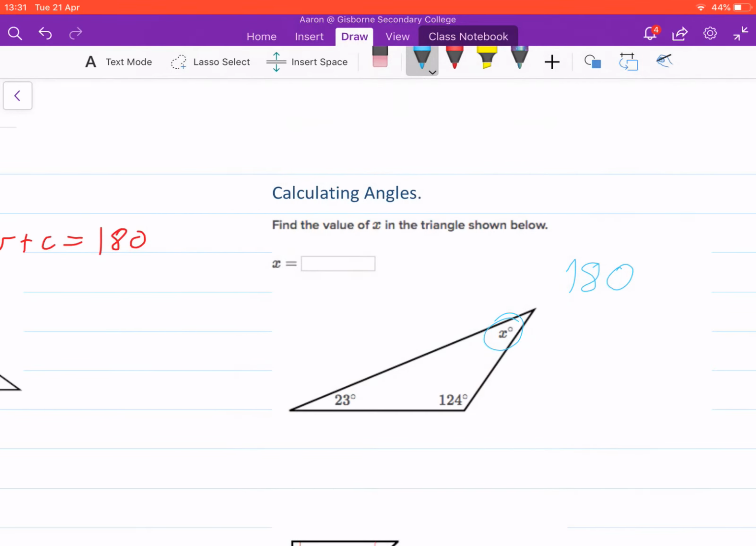So if we do that, we've got 180, and we want to subtract 23 plus 124, running out of screen. So 180 minus 147, x is going to be equal to, should be able to do it in our heads almost, 33.